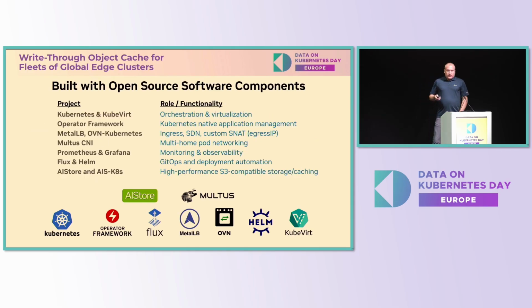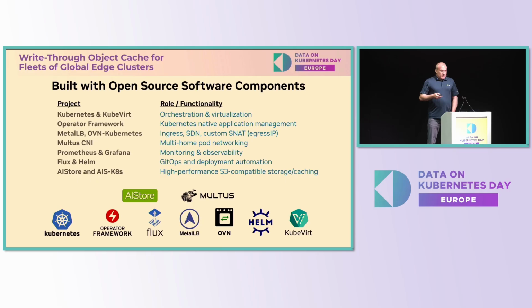So leading into the solution, I want to talk about some of the open source components that we use. Naturally, we're here at KubeCon. We use Kubernetes and KubeVirt for container and virtual machine orchestration. And at the core of the network, we use OVN for the software-defined network. Multus CNI is also in the mix for some of our multi-homed pod networking needs.